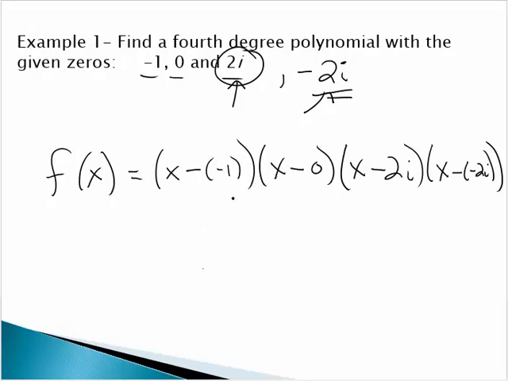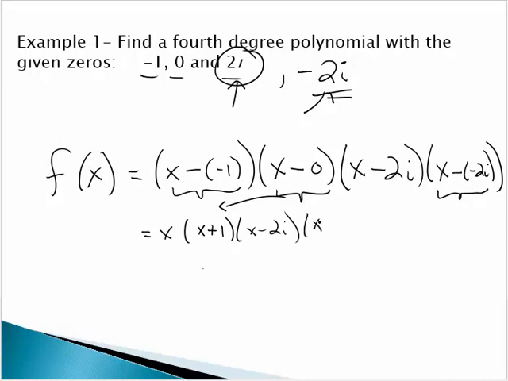Now, let's clean this up a little bit. X minus 0 is x. X minus -1 is x plus 1. X minus -2i is x plus 2i. So I would write it like this. X times x plus 1, I just moved this guy to the beginning, times x minus 2i, x plus 2i. Okay, and so there's my polynomial.